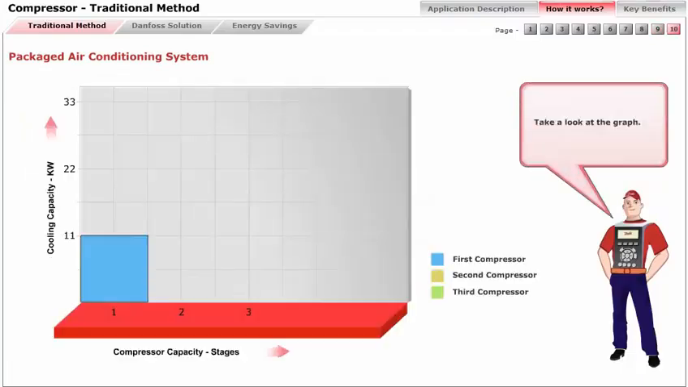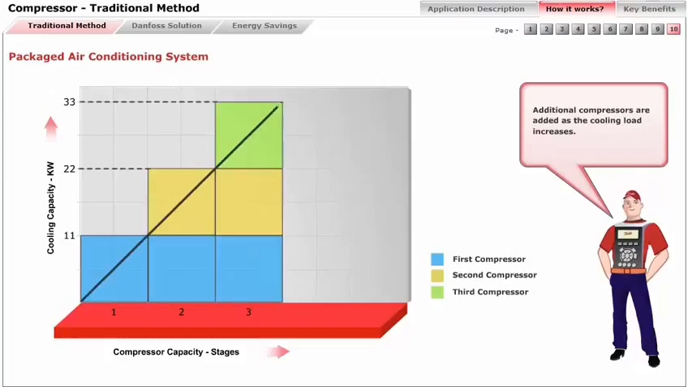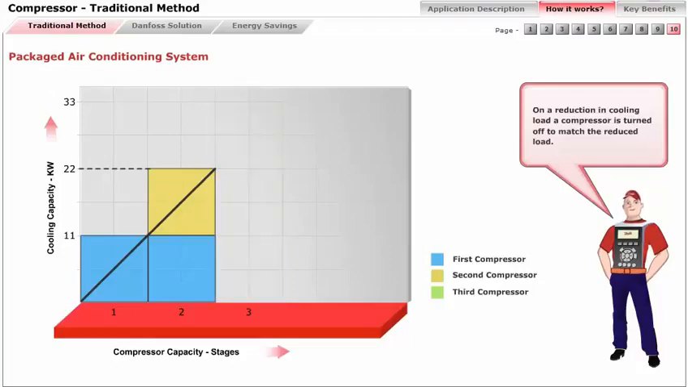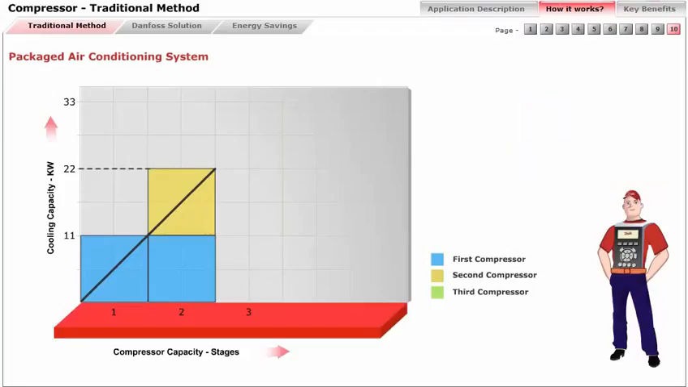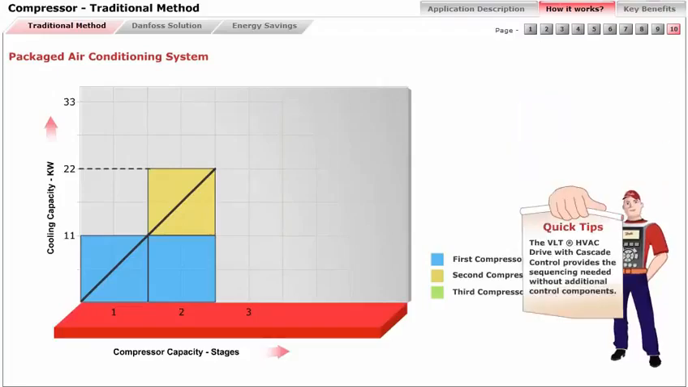Take a look at the graph. It shows how capacity is increased as additional stages are added for cooling. Additional compressors are added as the cooling load increases. On a reduction in cooling load, a compressor is turned off to match the reduced load. The VLT-HVAC drive, with cascade control, provides the sequencing needed without additional control components.